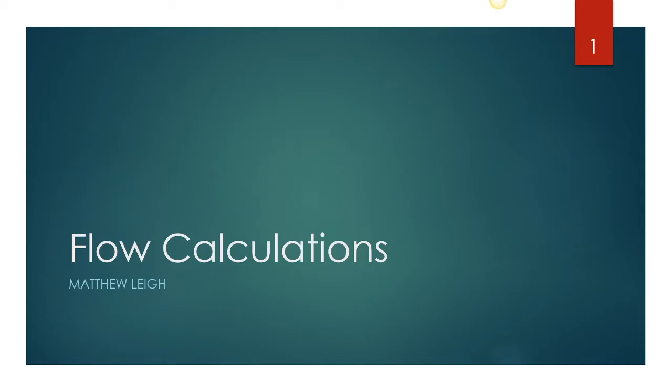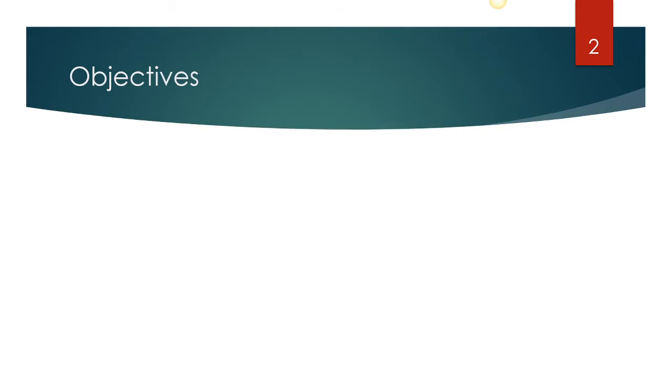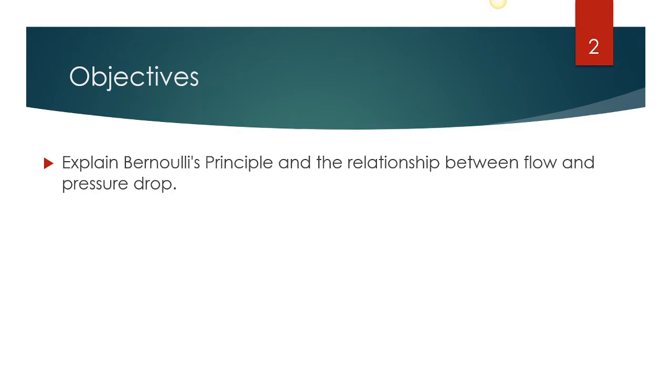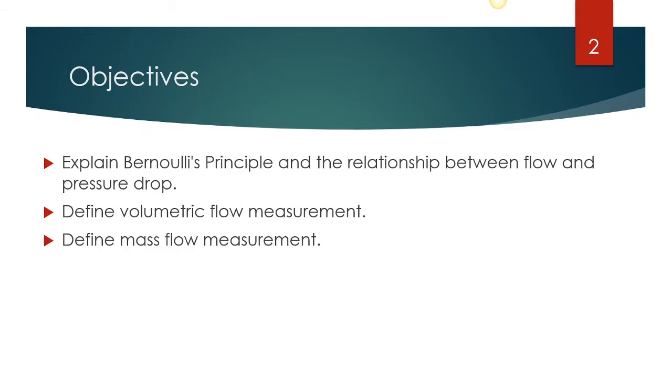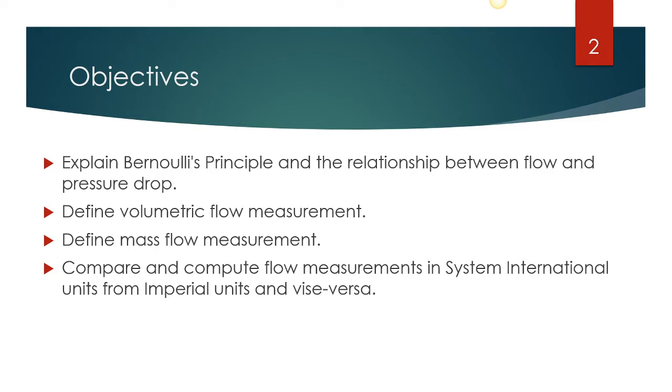Okay, here we go. Now we want to begin flow calculations, and we're going to have some specific objectives in this lesson. First, we want to explain Bernoulli's principle and describe the relationship between flow and a pressure drop. We want to define volumetric flow measurement as well as mass flow measurement. We want to be able to compare and compute flow measurements using the metric system versus the English system.